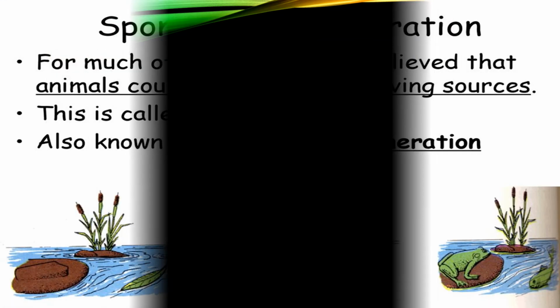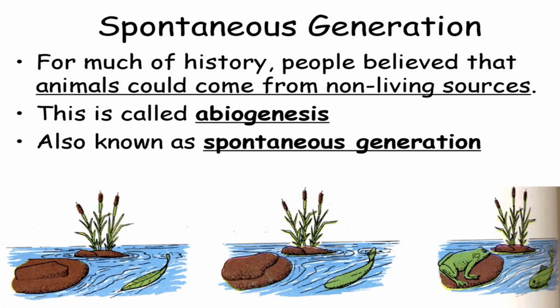Next one, spontaneous generation. According to this theory, life originated spontaneously from non-living things, from lifeless matter. People believed that animals could come from non-living things, such as fish originating from mud, frogs from moist soil, and insects from decaying matter. This is called abiogenesis. It is also known as spontaneous generation.